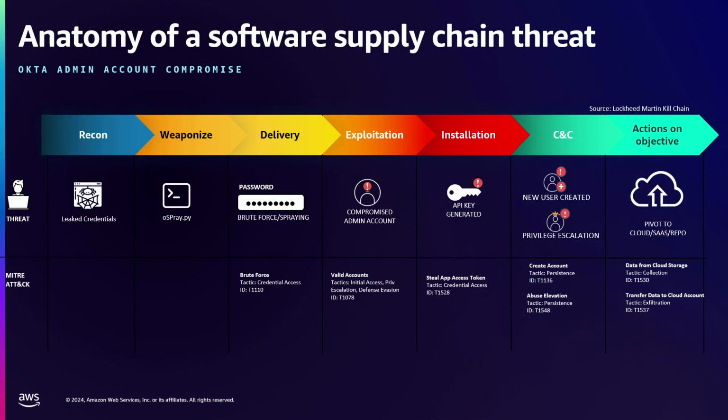So now I would like to walk you through what a contemporary supply chain threat might entail. Over the next few slides, I'm going to refer to the Lockheed Martin kill chain, but you'll see all of the attack techniques are also mapped to MITRE. So part one of the attack is an Okta admin compromise.